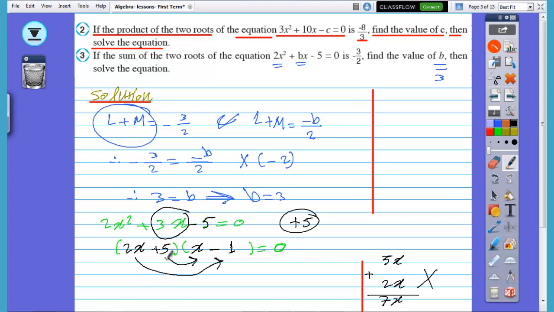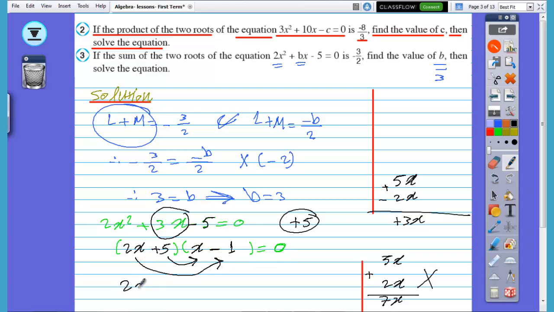The product of the means, 5 multiply x, equals 5x, and the product of the extremes, 2x multiply negative 1, equals negative 2x, and their sum equals 5 plus negative 2 equals positive 3x. So it is a right solution. Now we complete. We have 2x multiply 2x plus 5 multiply x minus 1 equals 0.